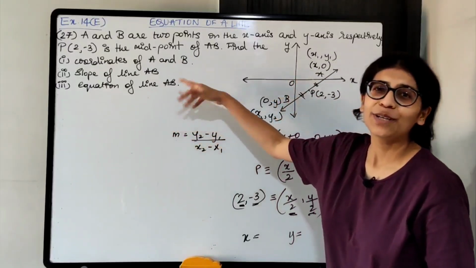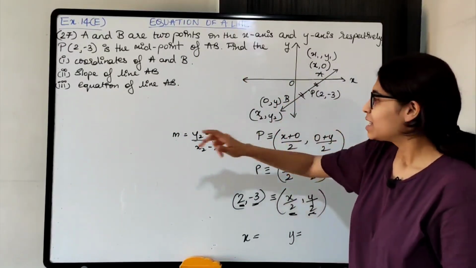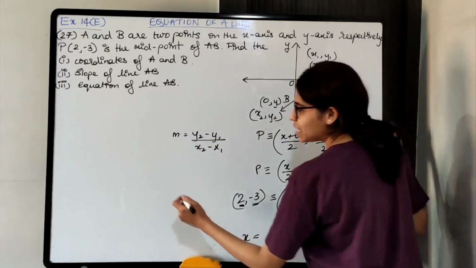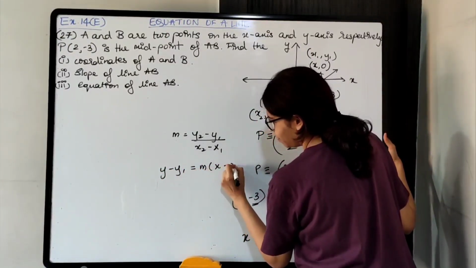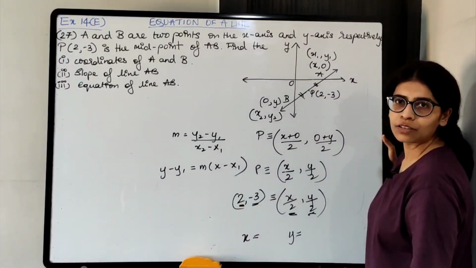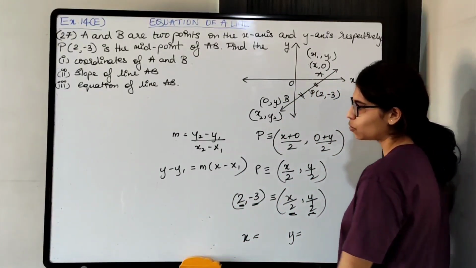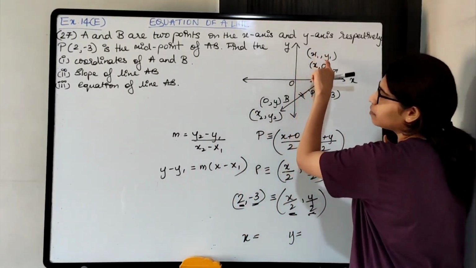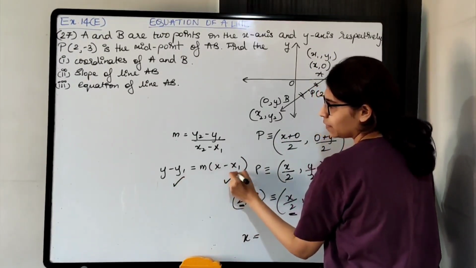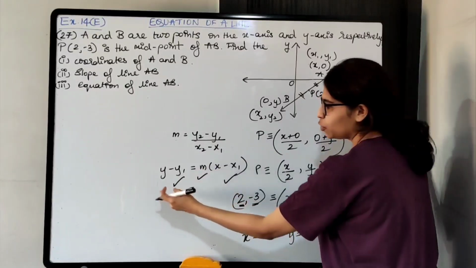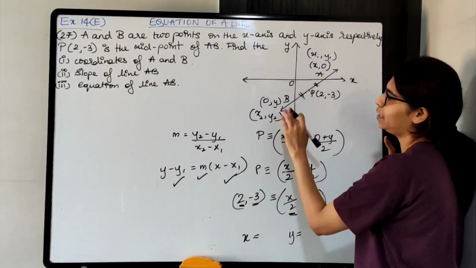Third, we need to find the equation of line AB. Slope मिल गया. Then what is the equation का formula? Use the formula. Okay, so x1 y1, we have taken the coordinates of A as x1 y1. पुट करो x1 y1 का value, पुट करो m का value, you will get the equation of the line AB.